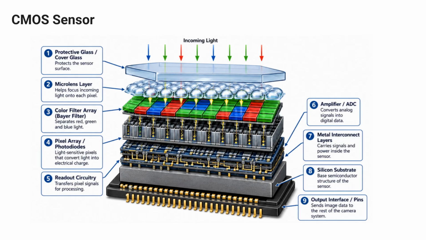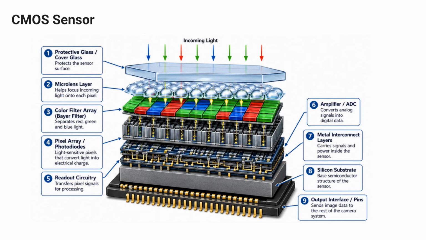A CMOS sensor is an electronic image sensor used inside most modern digital cameras, including navigation cameras for UGVs. CMOS stands for Complementary Metal Oxide Semiconductor. Its job is to convert the light focused by the camera lens into electrical signals, which are then processed into a digital image or video frame.